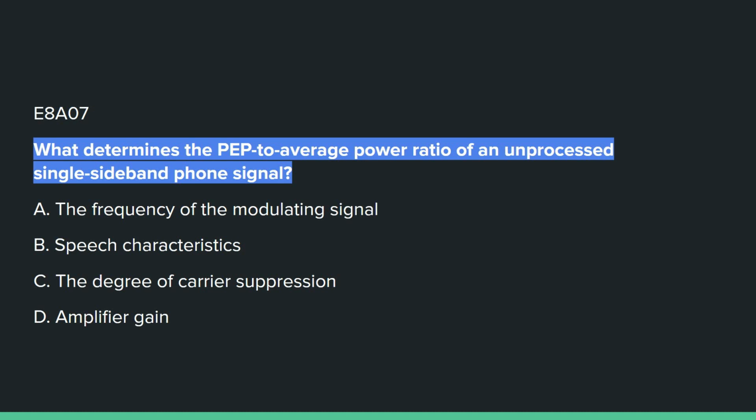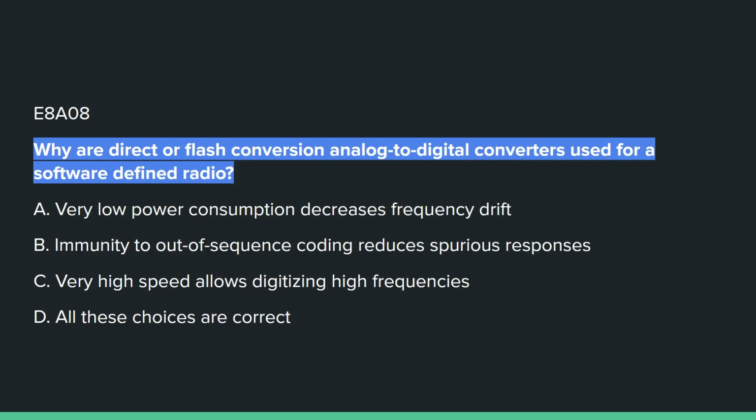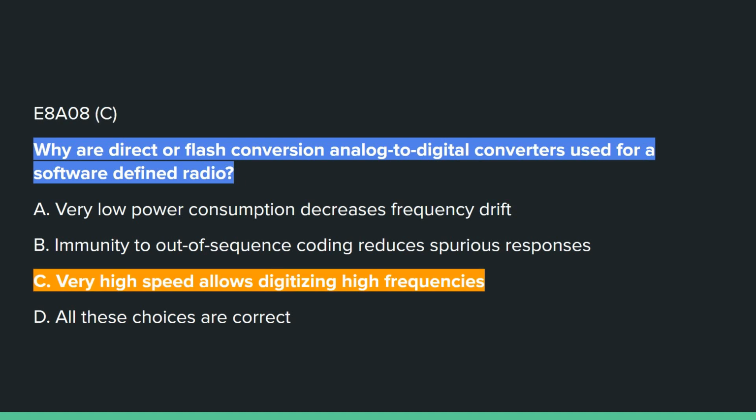E8A07, what determines the PEP to average power ratio of an unprocessed single sideband phone signal? B. Speech characteristics. E8A08, why are direct or flash conversion analog to digital converters used for a software-defined radio? C. Very high speed allows digitizing high frequencies.